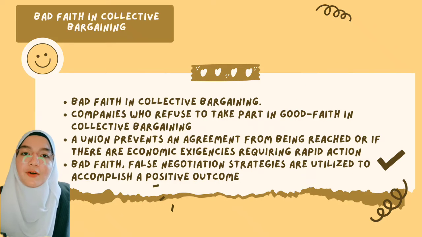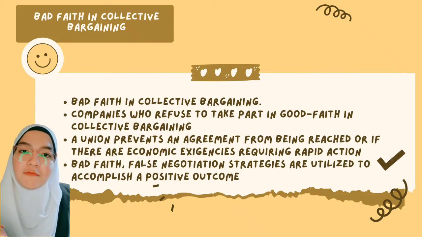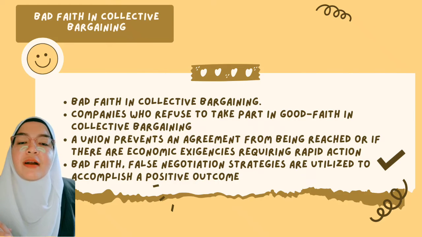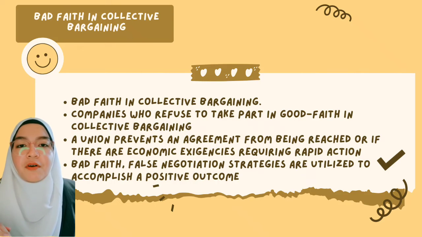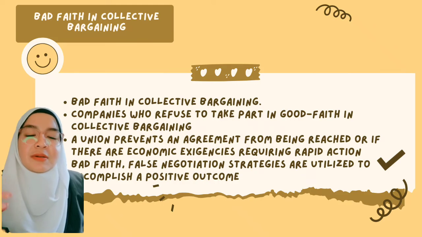The first sign of failure in collective bargaining is bad faith in collective bargaining. Employers who refuse to take part in good faith in collective bargaining are also committing the fault of collective bargaining failure by refusing to take part. If a union prevents an agreement from being reached, or if there are economic exigencies requiring rapid action, employers are expected to consult with the union before making changes to a negotiating union's salary, working hours, or working conditions respectively.